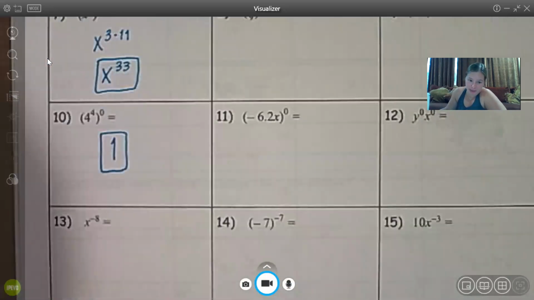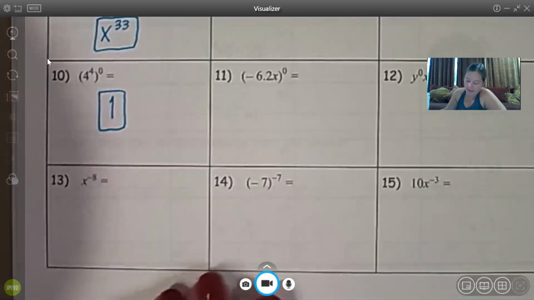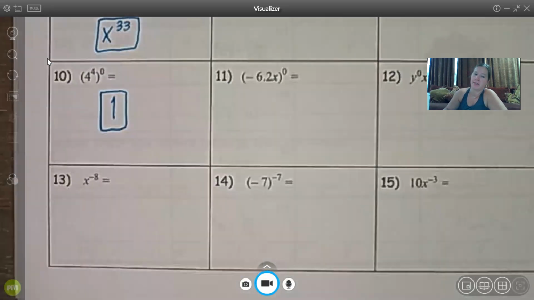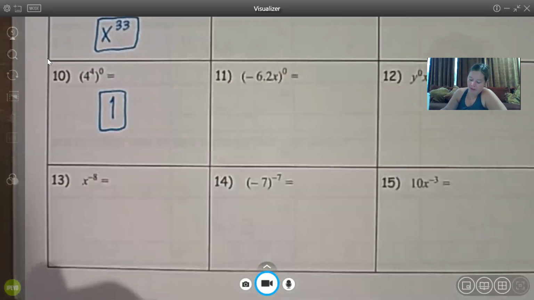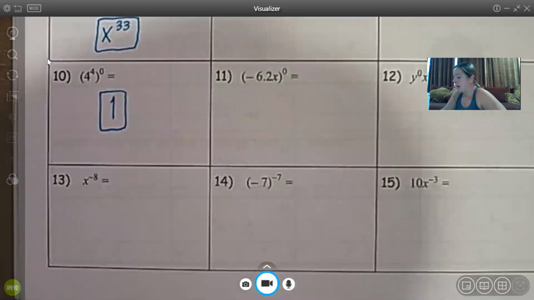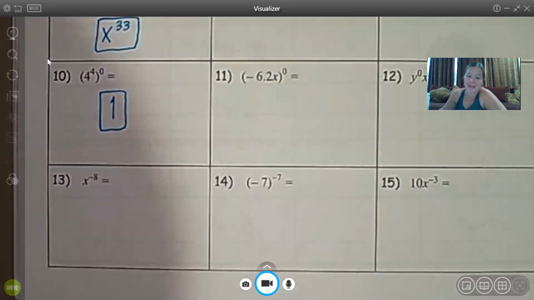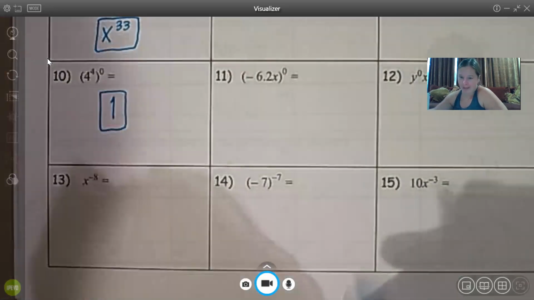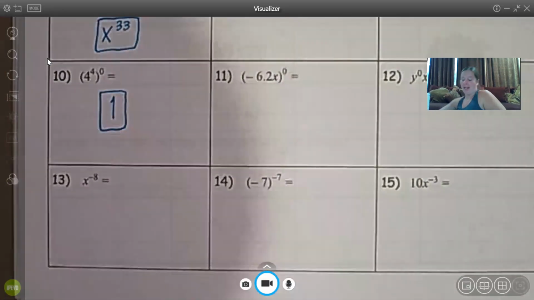Problem number 13, we're looking at negative exponents. X to the negative 8th is a negative exponent, so we need to take the reciprocal because the directions say, show your work, simplify, all exponents should be positive. Since we have that negative 8, we know we are not done. We have to take the reciprocal and move it to the bottom. So that's x to the 8th.